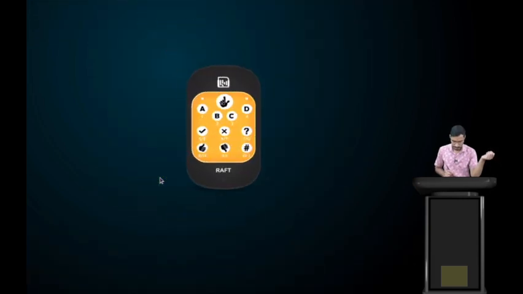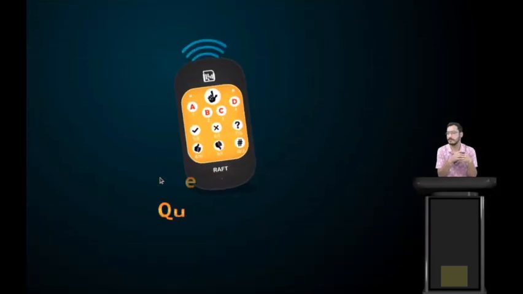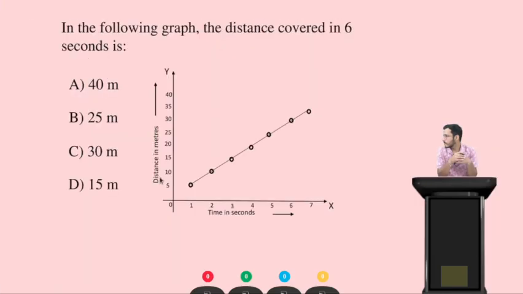Okay, now it's question time. In the following graph, the distance covered in 6 seconds is. I am giving you 30 seconds. Which option is correct? Read the graph and tell me the answer.